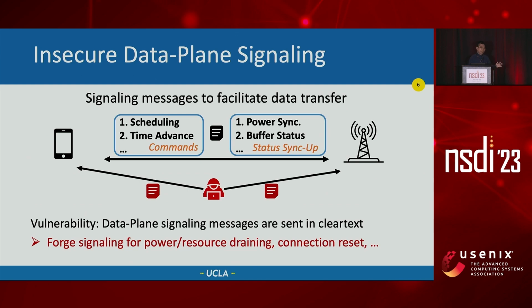So even worse than the data packets, these signaling messages are not protected at all. They are sent in clear text. So there are several attacks that can be used to forge these kinds of signaling messages and cause serious damage, such as draining the power, draining the resources in the radio, and also resetting the entire connection. So we have lots of discussion in the paper. If you're interested, take a look.